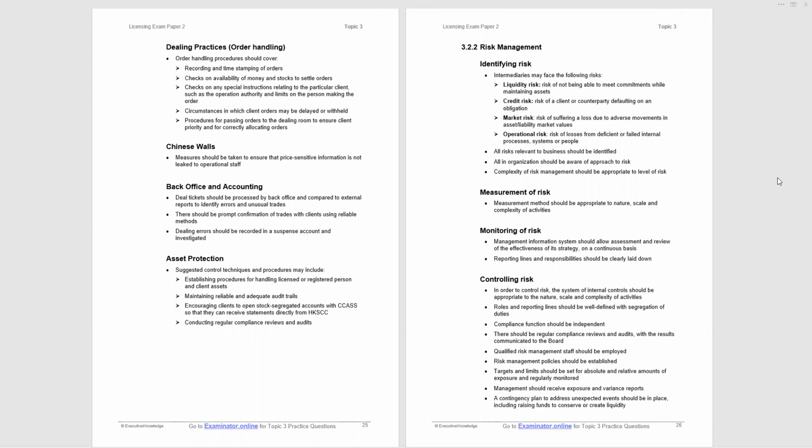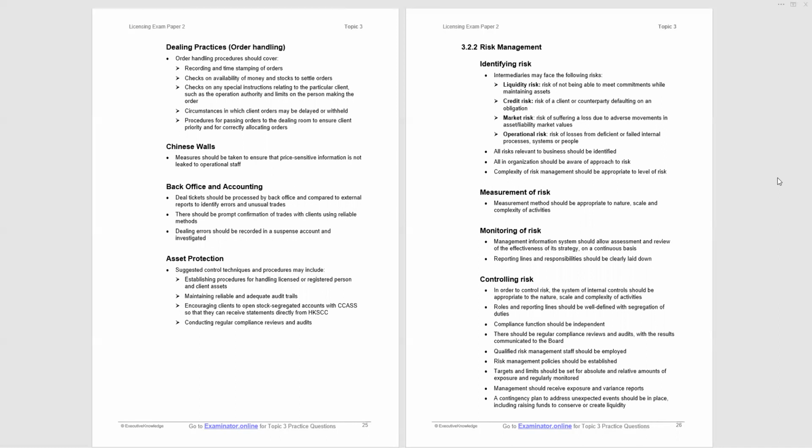Concept of Chinese walls to prohibit price-sensitive information from circulating in an organization, back office and accounting, and asset protection. All of these extra controls are recommended. Now, on page 26, the identification of risk. As with paper 1, paper 2 covers 4 fundamental risks that you should be aware of.